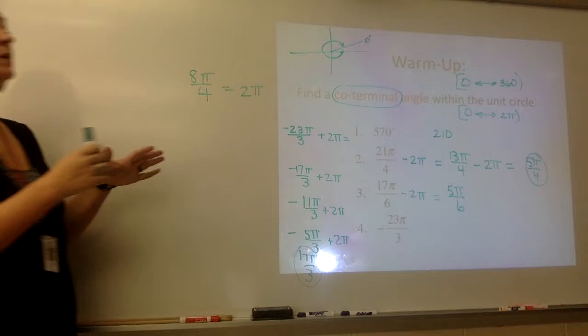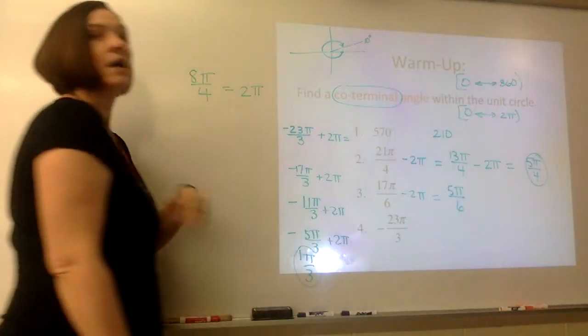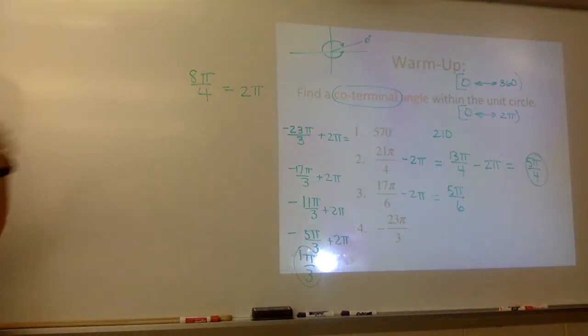Okay, so coterminal angles. When you see coterminal, think add and subtract 360, add and subtract 2 pi. Then you would do 18. Add and subtract 18 pi over 9.